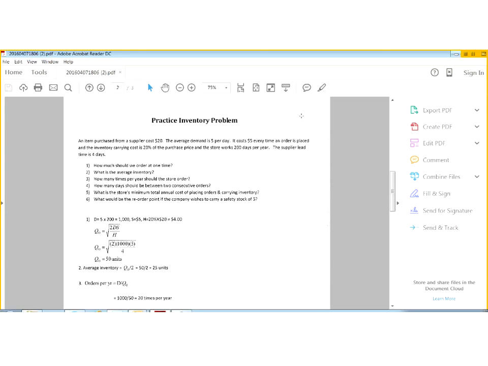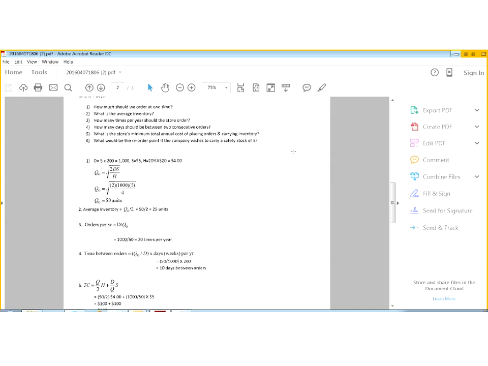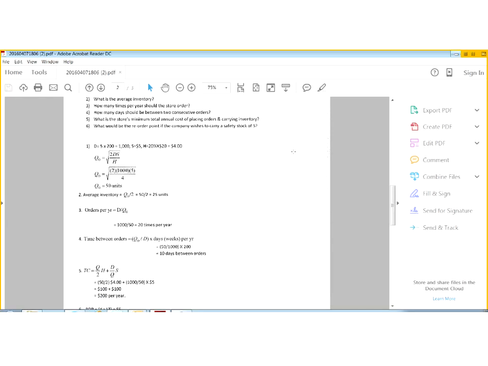Second question is, what is the average inventory? Well, there is not actually a formal formula for that. So basically, the average inventory is the economic order quantity divided by 2, or in this case, it's 25 units. The third question is, how many orders do we place per year? So the formula for that is the annual demand divided by the economic order quantity. So we are going to be ordering 20 times per year.